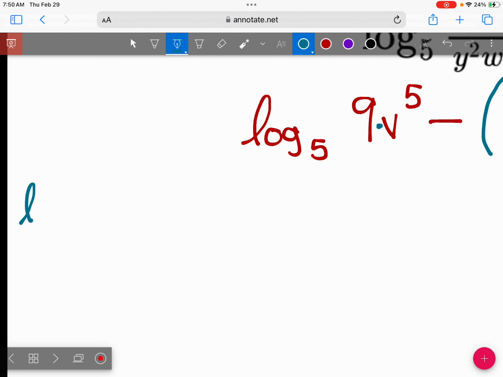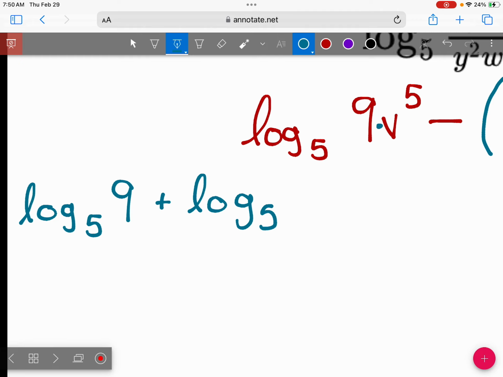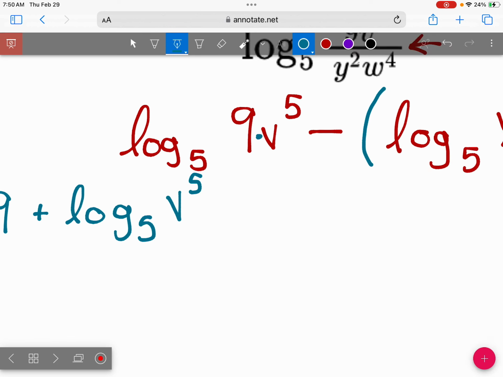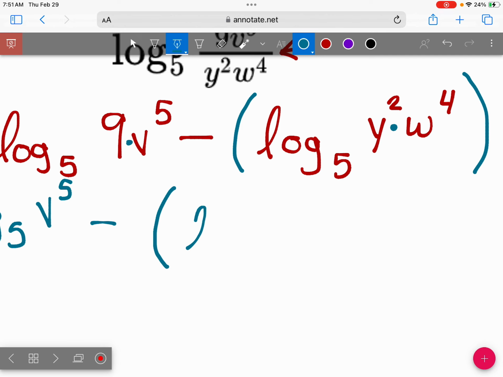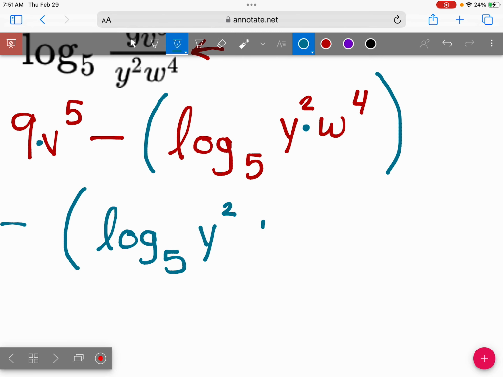So we're going to have log base 5 of 9 plus log base 5 of v to the 5th minus, and I'm going to put a set of parentheses here, log base 5 of y squared plus log base 5 of w to the 4th.